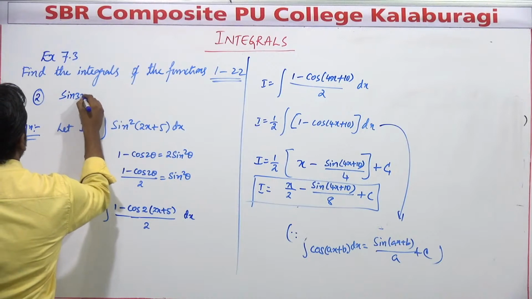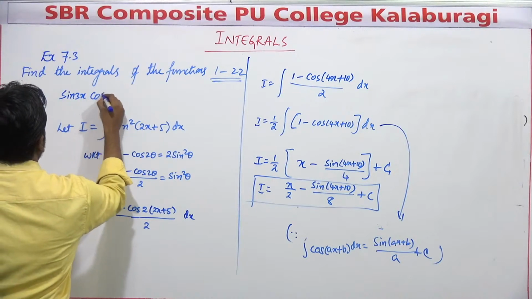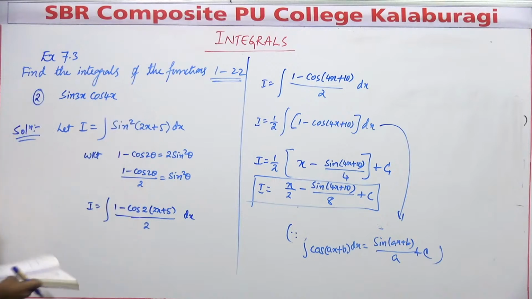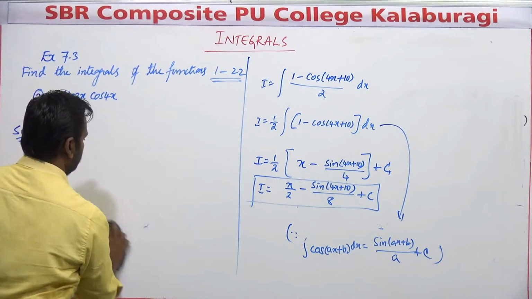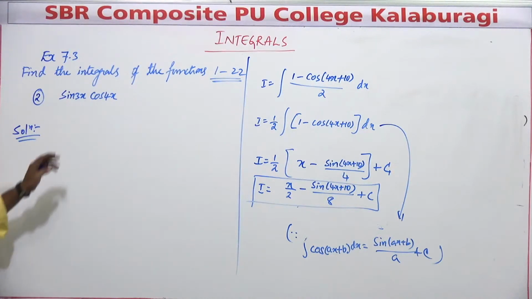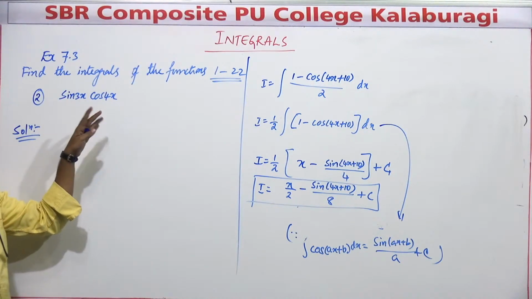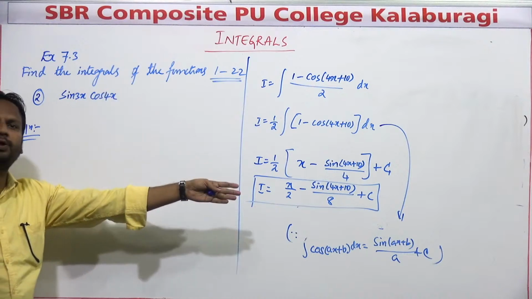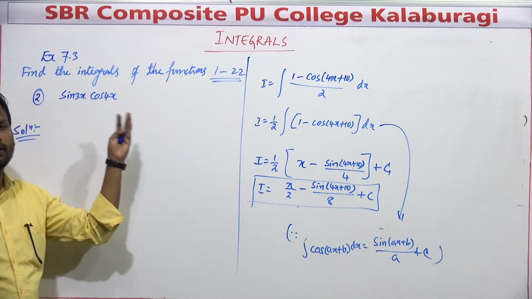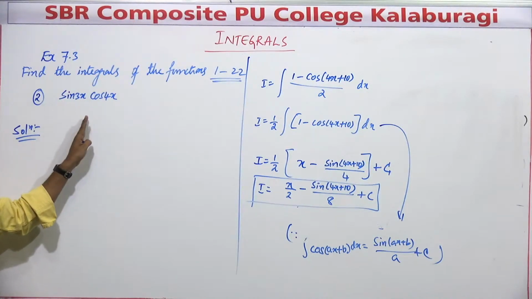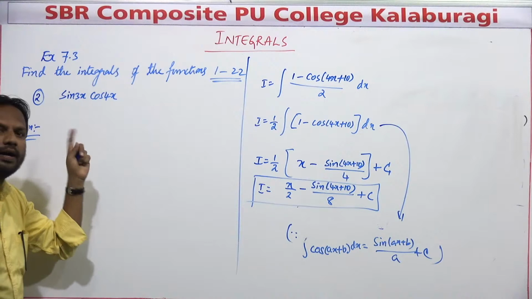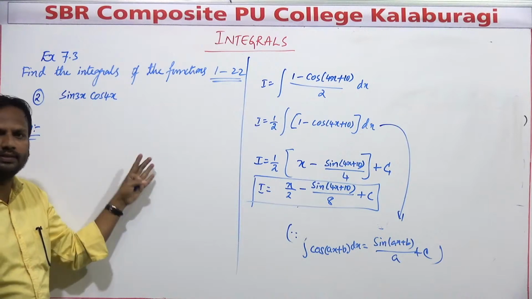Sin 3x into cos 4x. Right? Sin 3x into cos 4x. So what I told you students, if you have sin and cos, you have to substitute sin or cos as t, as in the second exercise. But here they have given sin and cos, and we can't substitute sin as t or cos as t.